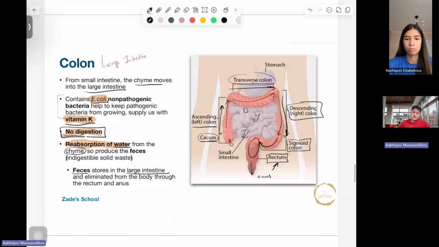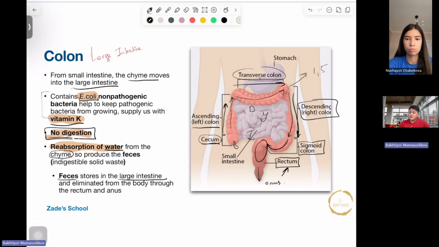The large intestine is 1.5 meters long. It contains E. coli. This is non-pathogenic bacteria. It helps to keep the pathogenic bacteria from growing. Pathogenic bacteria won't grow in the area of healthy bacteria. This is the healthy bacteria of our microbiome, okay? It supplies us with vitamin K. It is like a mutualistic relationship. We give the food to the E. coli for survival, and in return, it produces vitamin K for us, which is important for blood clotting. Okay, for blood clotting, we need vitamin K.